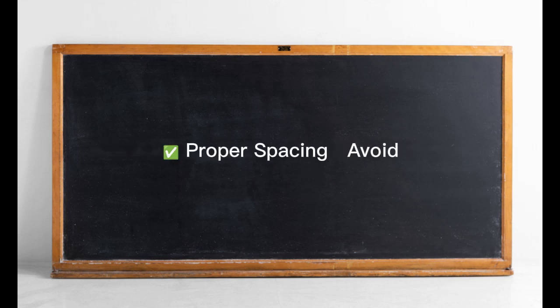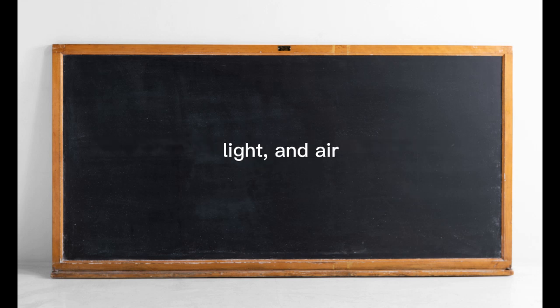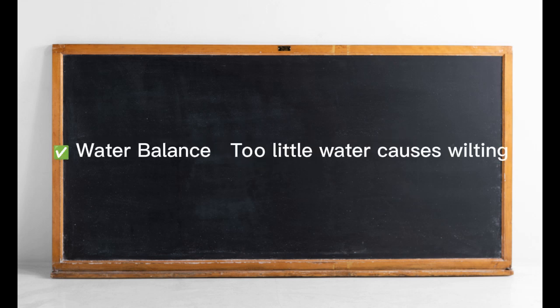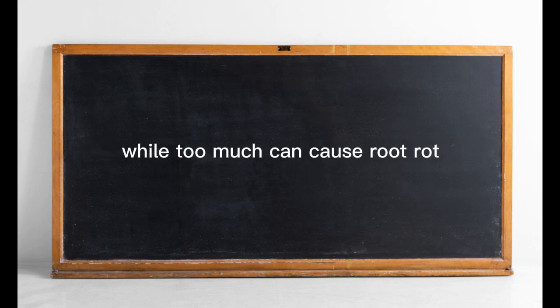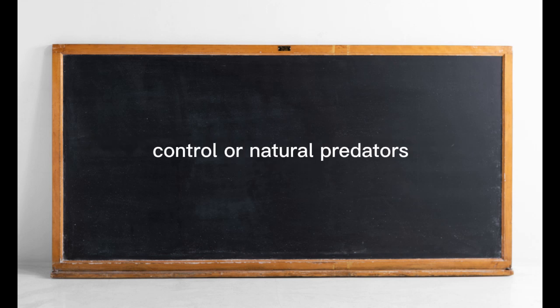Proper spacing. Avoid overcrowding to prevent competition for nutrients, light, and air. Water balance. Too little water causes wilting, while too much can cause root rot. Protection from pests and diseases. Seedlings are vulnerable and may require pest control or natural predators.